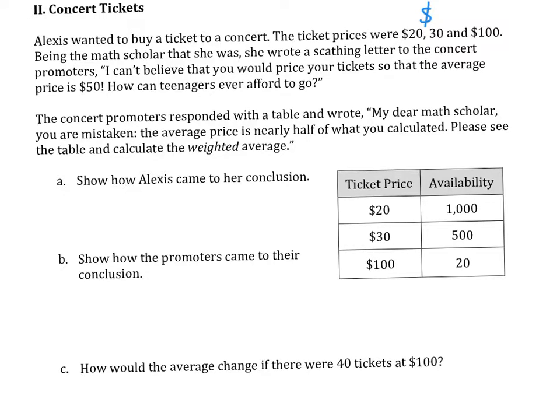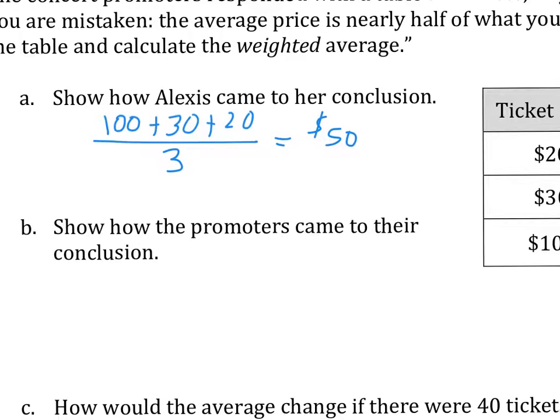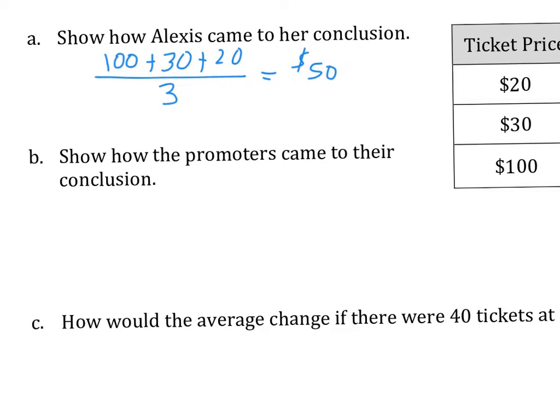So the concert promoters said, "Ha ha, mon chéri, you are incorrect. My dear math scholar, you are mistaken. The average price is nearly half of what you calculated. Please see the table and calculate weighted average." And so, how did she come up with her conclusion? Alexis looked at just the ticket prices divided by 3 categories, got $50. Ka-chow. There's her arsenal of math facts. Now, how are the promoters coming up with their number, which is about $24 and something cents?